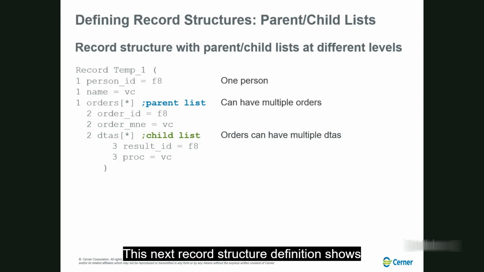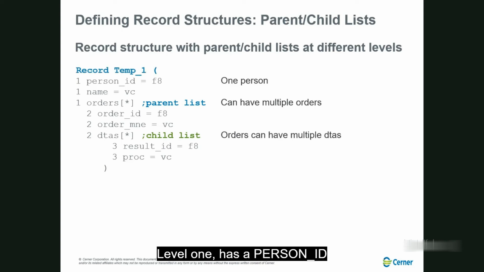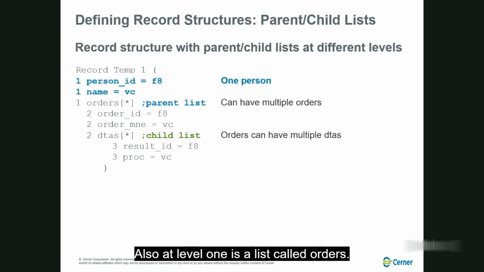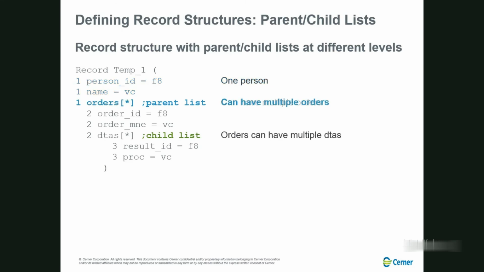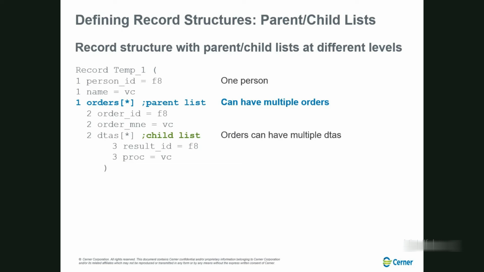This next record structure definition shows parent-child lists at different levels. This definition shows a record structure called temp1. Level 1 has a person ID defined as an F8 data type and their respective name with a VC data type. Also at level 1 is a list called orders. We know it is a list because of the square brackets. Since there is an asterisk for the dimension, the number of orders for this person is unknown at this time. We will figure out the number of orders after the query runs.